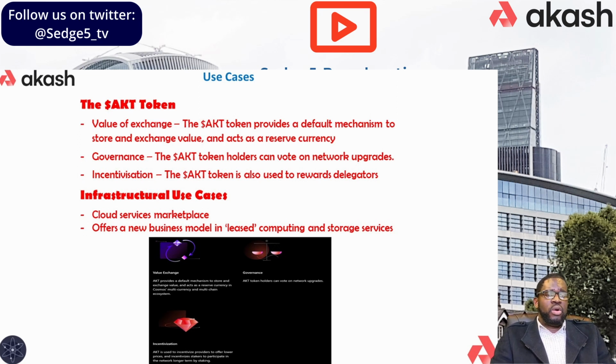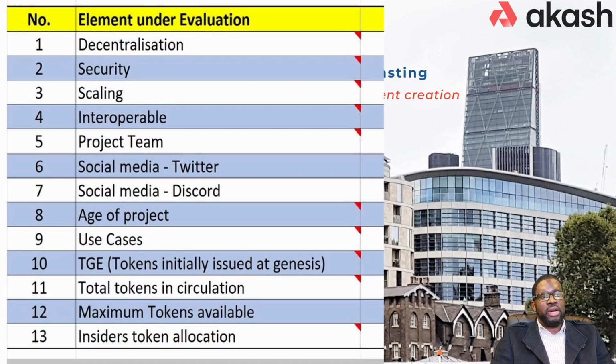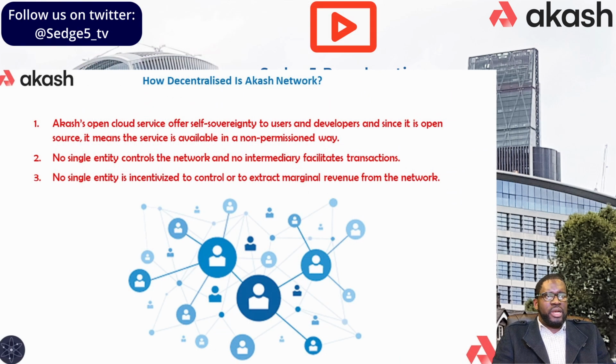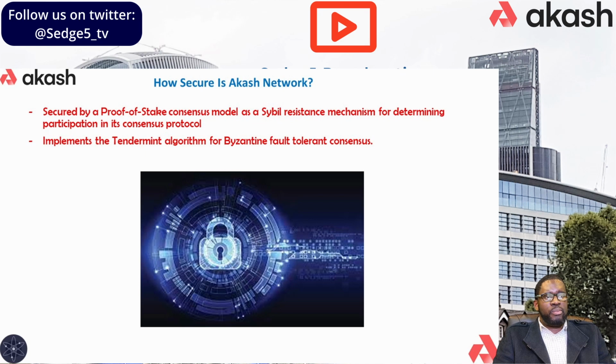Now, as part of our DYOR risk evaluation, we do consider 13 elements which also include decentralization, security, scaling, and interoperability. On decentralization, Akash's open cloud service will offer self-sovereignty to users and developers, and since it is open source, it means the service is available in a non-permissioned way. No single entity controls the network and no intermediary facilitates transactions. No single entity is incentivized to control or to extract marginal revenue from the network.